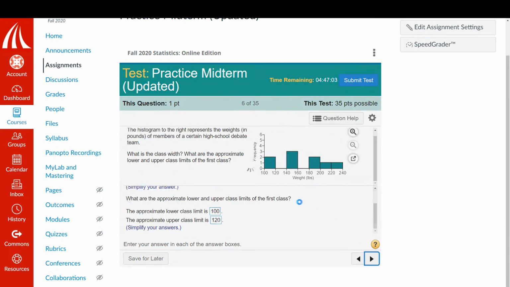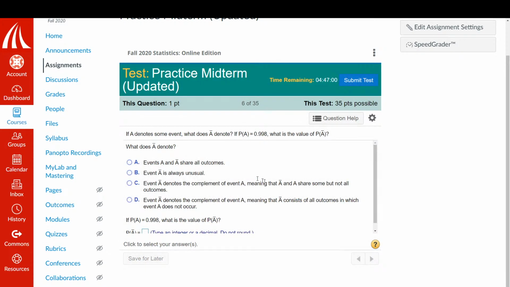Here's another one. If A denotes some event, what does A bar denote? This symbol stands for the complement of A. It is the opposite. So if A is it will rain, A complement or A bar is it will not rain. So if the probability of A happening is 0.998, that's a very high percentage. That's a 99.8% chance of happening. What is the value of the probability of A not happening? And what does A bar denote first?